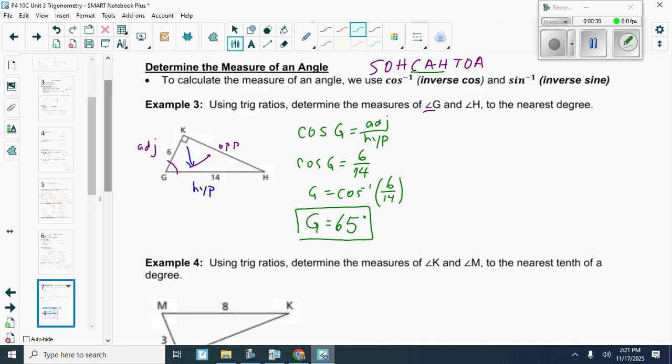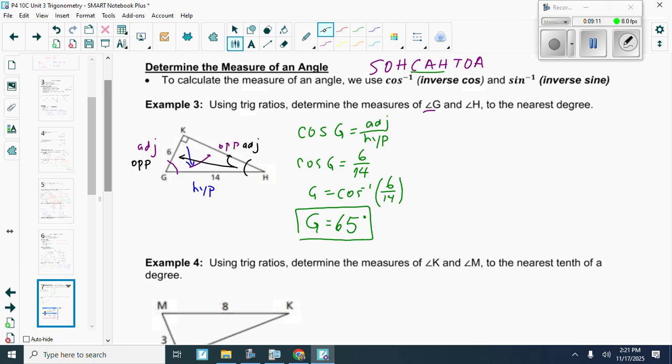Now for H in black. Okay guys, when we pick a different angle, we have to relabel the triangle. I'm going to leave my purples there because that's in accordance to G. But with H, that's why I changed colors. So for H, this is now my opposite, that's across from H. And the one that's touching it becomes my adjacent.